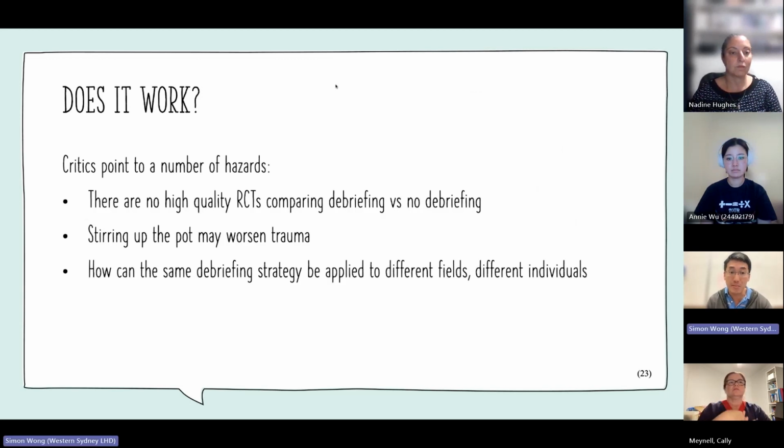Critics point to a number of hazards of the Mitchell model and of debriefing in general. For example, there are no high-quality randomized controlled trials comparing having a debrief versus no debriefing. Some critics think that stirring up the pot may worsen trauma. As Kelly said, different people deal with critical incidents differently, so one size does not fit all. Someone who feels overwhelmed might not be the same as someone else. So we need to be very careful about applying the same debriefing strategies to different fields and to different individuals.